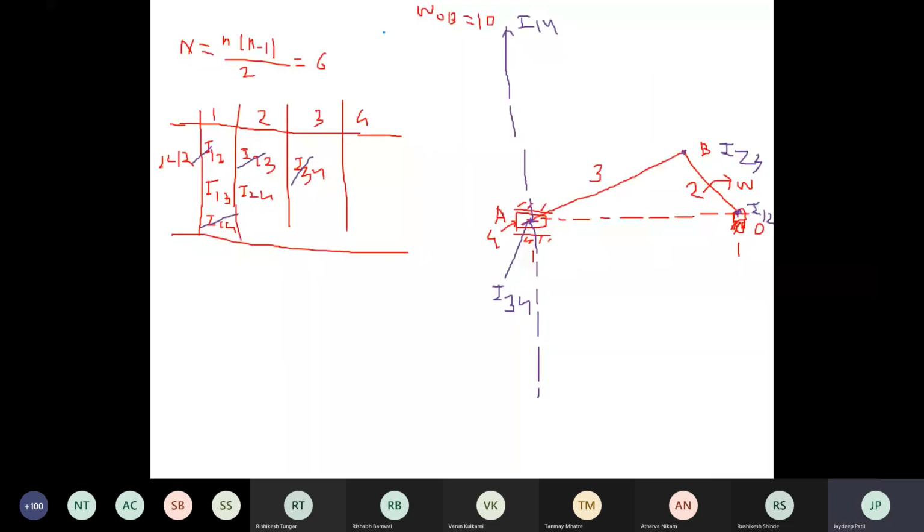Means you have to find out omega AB, that is omega 3. And next you have to find out velocity A. Velocity A is a slider. Correct? Means you have to find out the omega 3 only.